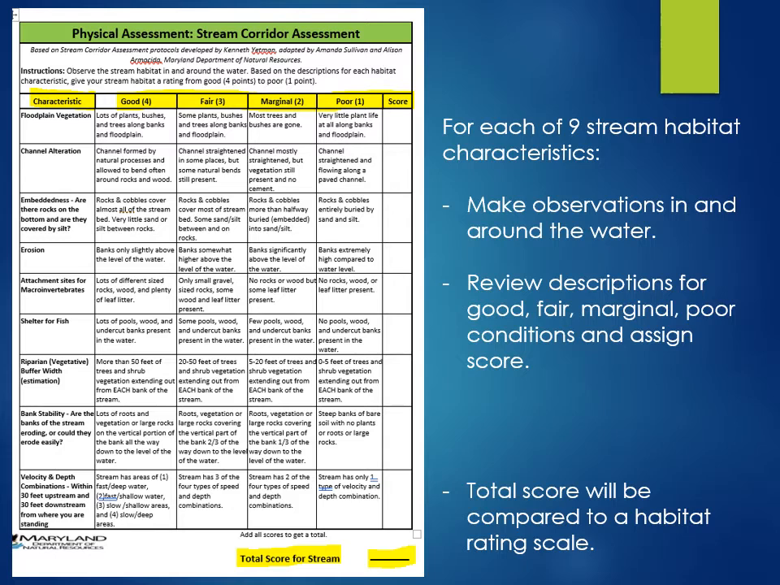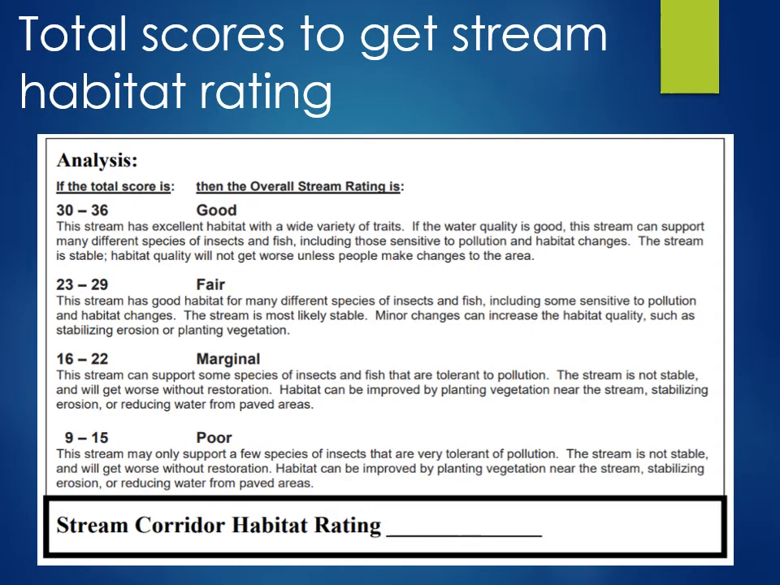After completing each of these observations and ratings, you will total your score and compare it to a habitat scoring chart to determine your stream's overall habitat rating. Here's the rating analysis showing your scores that are considered poor, marginal, fair, or good. The associated descriptions provide a little more information about what you may have observed and what improvements may need to be made to raise the overall stream rating.